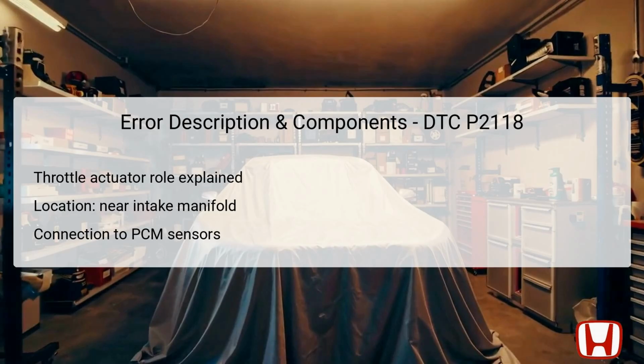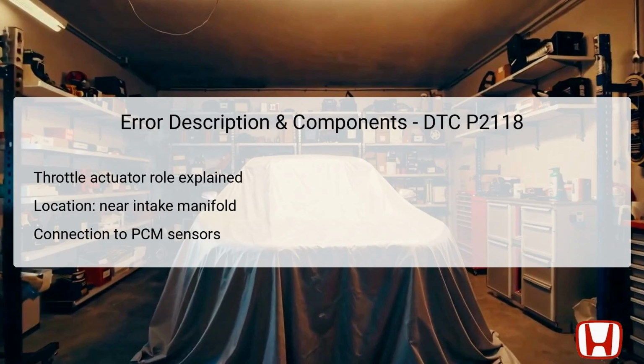The throttle actuator is an essential component responsible for managing air intake into the engine. It works under the control of the PCM, adjusting the throttle valve position based on the driver's accelerator input and various sensor data. This actuator is usually situated near the intake manifold of the engine, where it can effectively control the amount of air entering. The PCM interprets data from several sensors, including the accelerator pedal position sensor, to optimize engine performance.